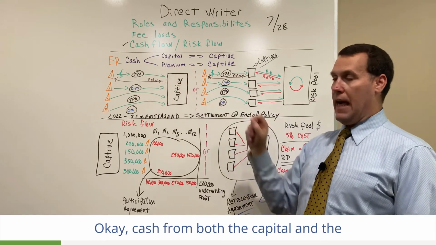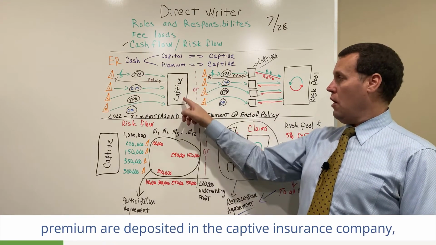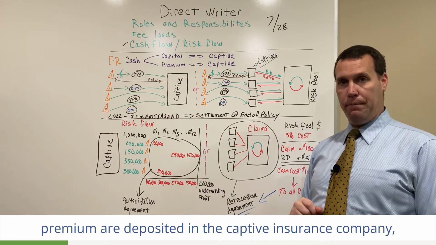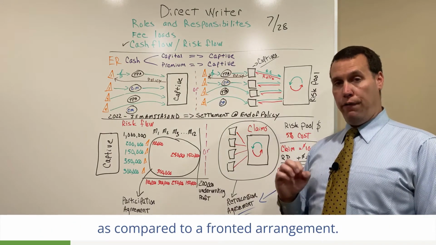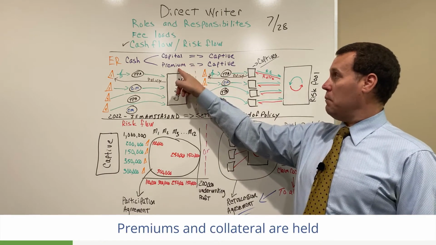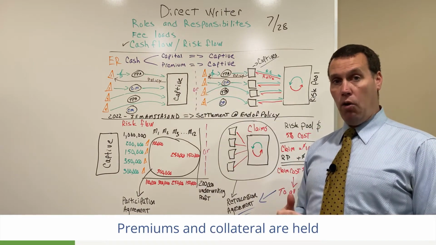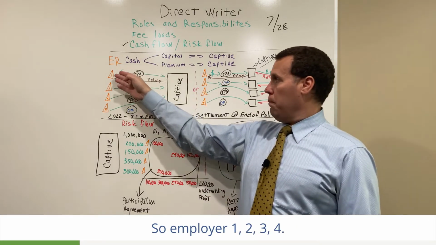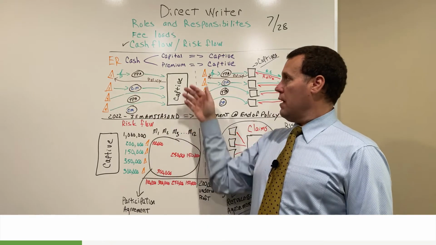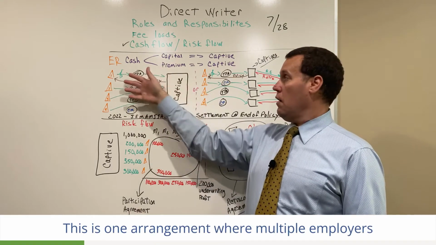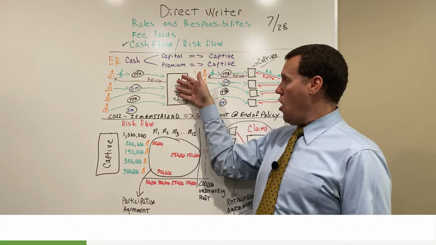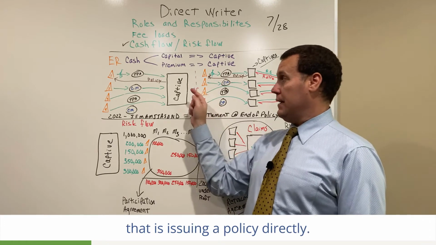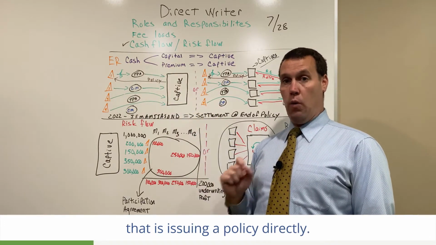Cash from both the capital and the premium are deposited in the captive insurance company, as compared to a fronted arrangement, where premiums and collateral are held at the fronting carrier. Okay, so employer 1, 2, 3, 4. This is one arrangement where multiple employers own or participate in a group captive that is issuing a policy directly.